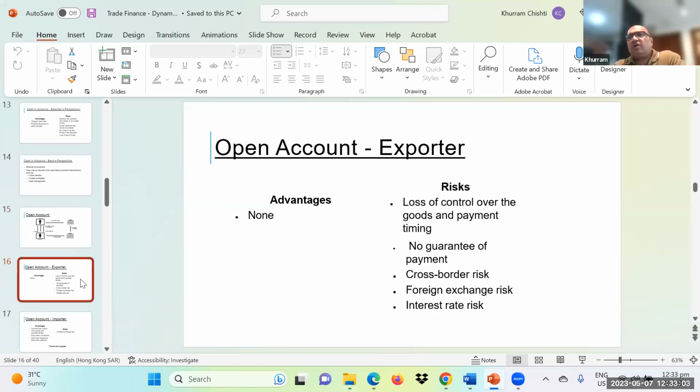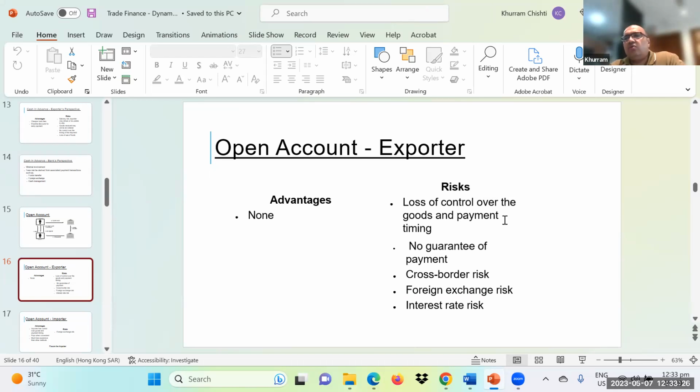Now, talking about the advantage for the exporter, anybody who has questions, feel free to just say excuse me or hello sir, and then I'll answer. It's good to clarify, but I want to make it interactive. Open account, exporter: I've already given in my goods. KC Limited has already given the rice, so there's no advantage for me.